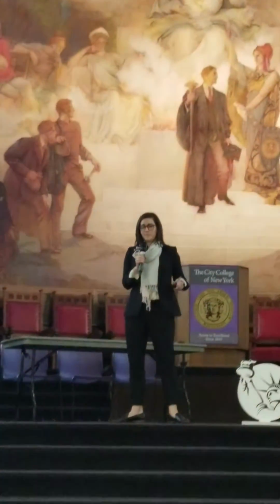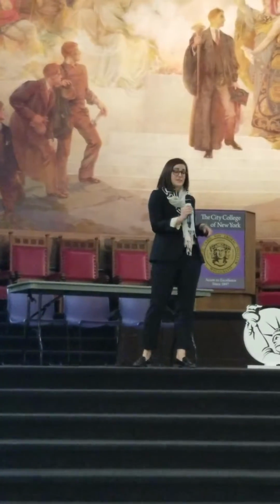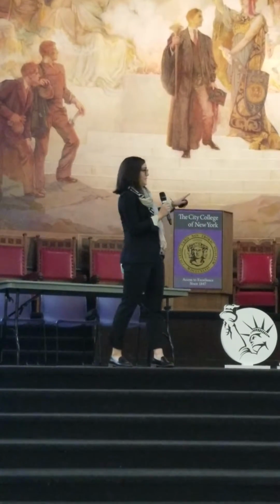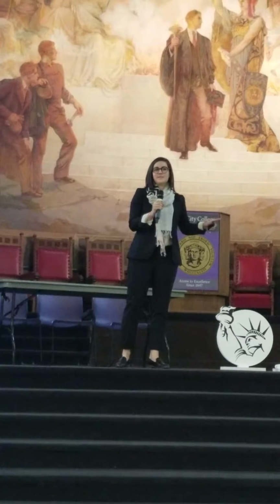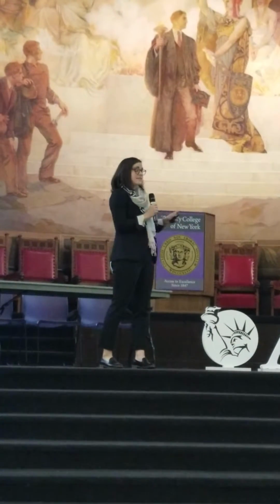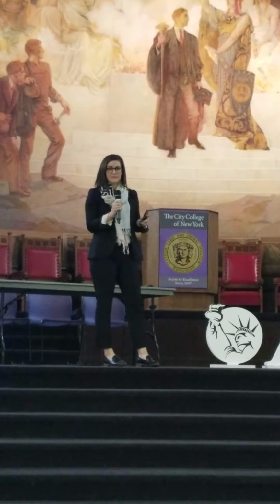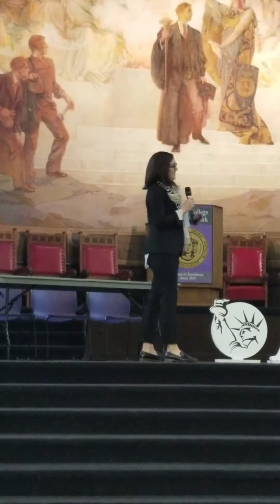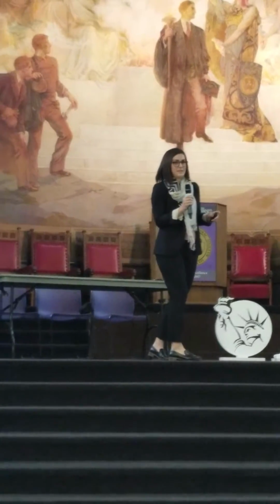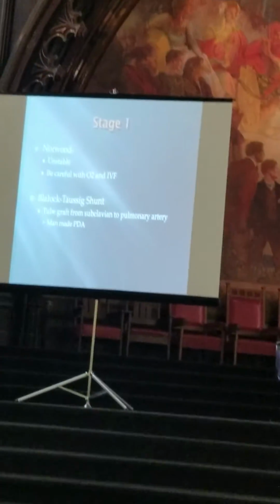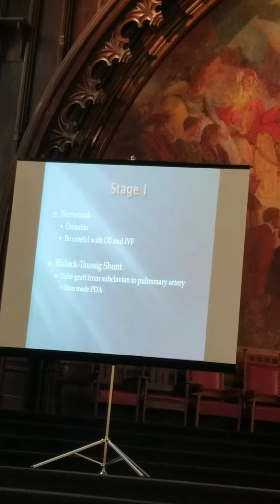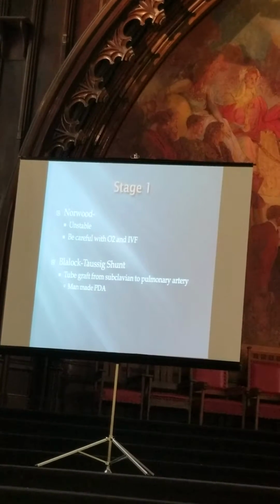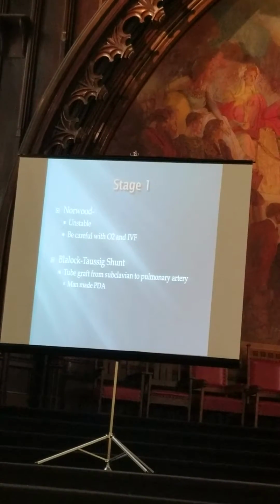Then they're going to clip the PDA and give a Blalock-Taussig shunt, typically from the SVC to the pulmonary artery. Think of this as a man-made PDA, a man-made conduit. These kids are satting 75 to 85%. With the Norwoods, just remember, they're unstable. They're being kept alive basically by this 3.5 millimeter shunt. Be careful with these kids with oxygen and be careful with fluids.